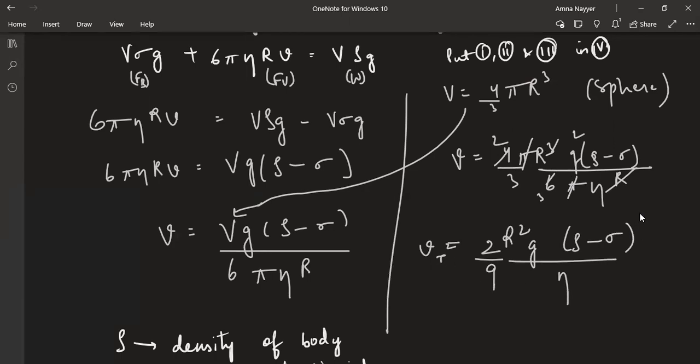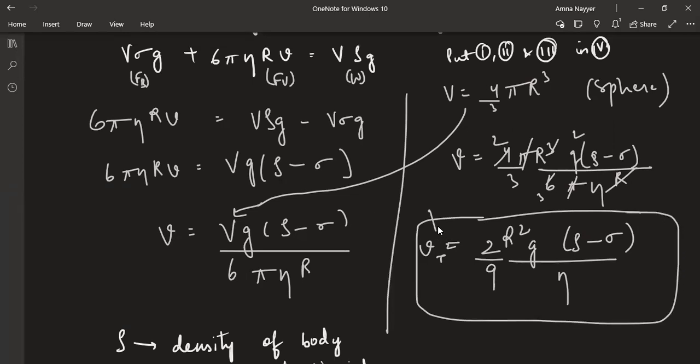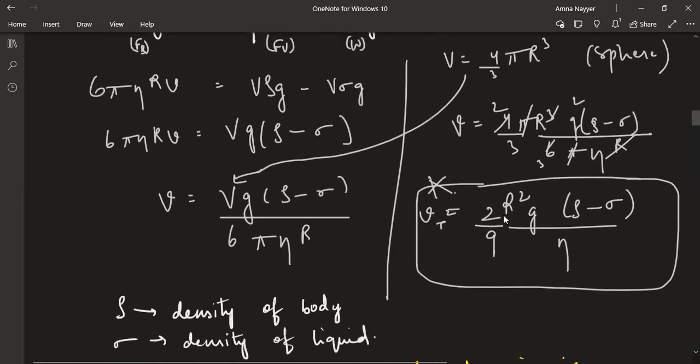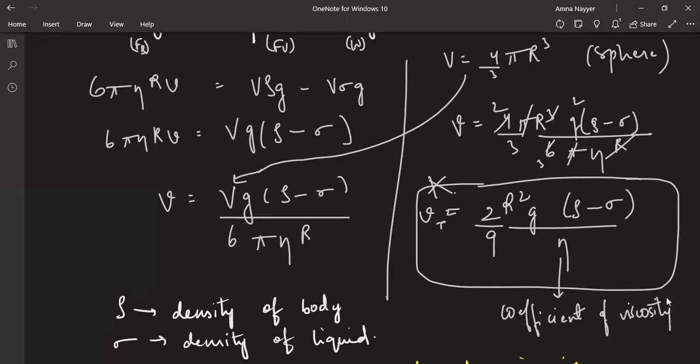This is the formula of the terminal velocity. This is important. Now, what all terms are here? R is the radius of body. Rho is density of body. Sigma is the density of liquid. Eta is coefficient of viscosity. Now, remember 2 by 9 r square g rho minus sigma by eta.